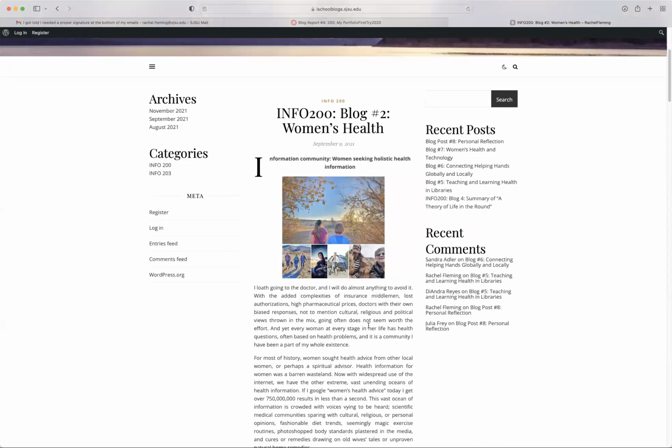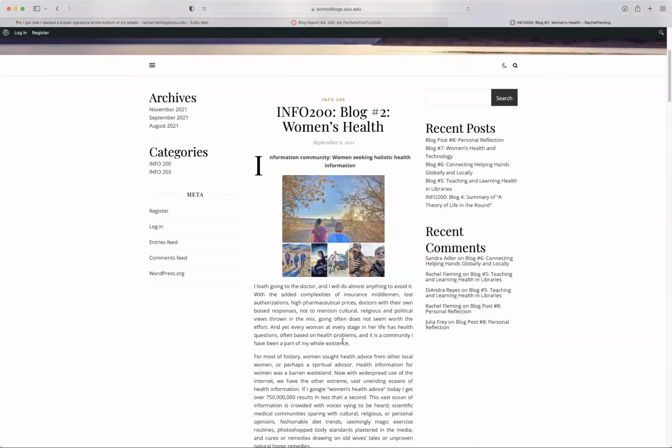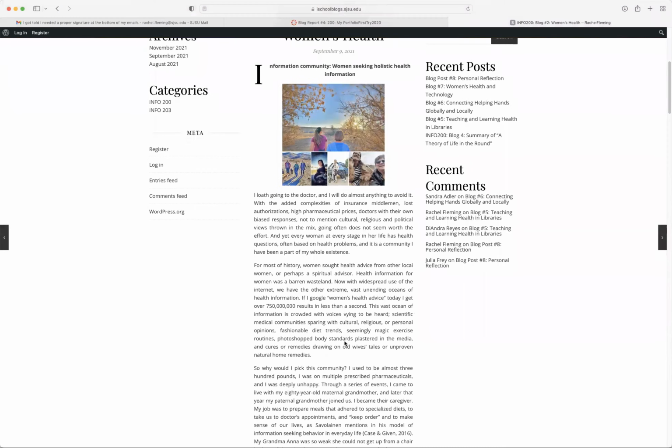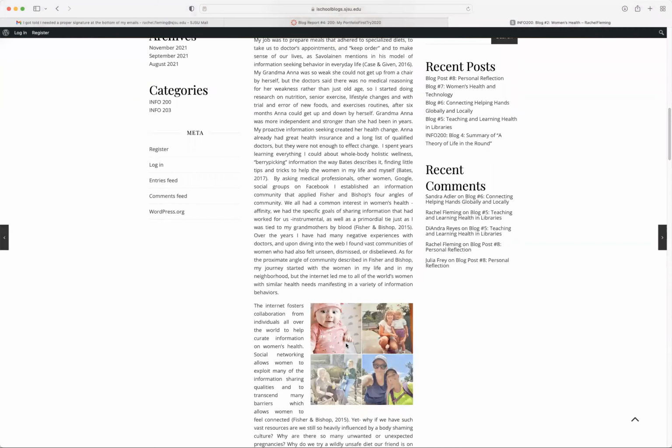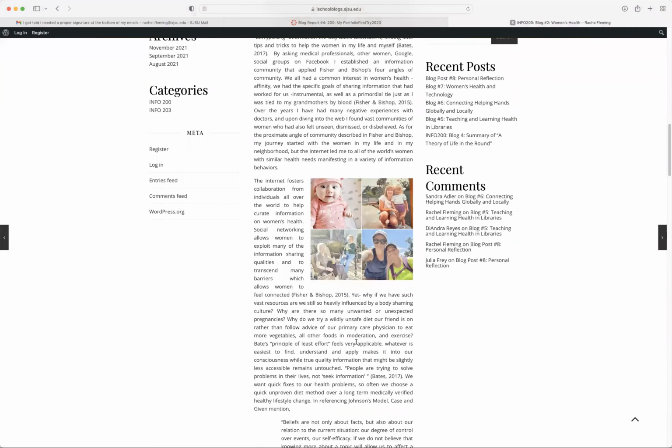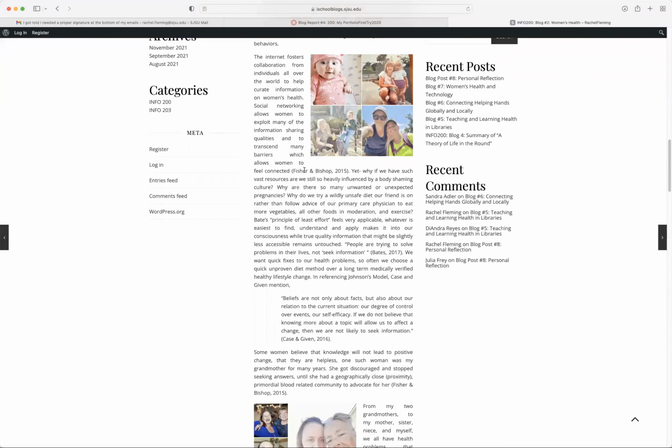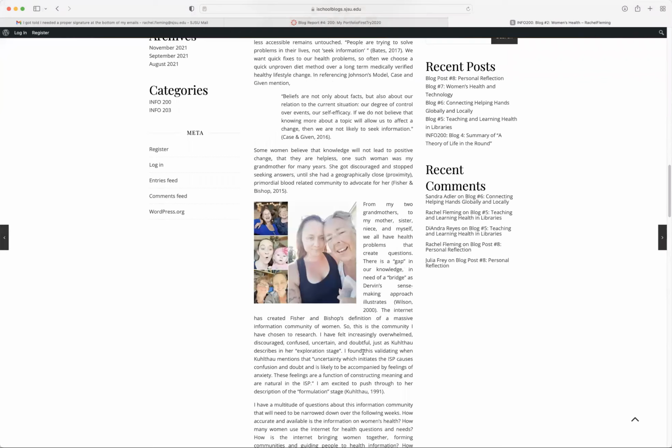So I'm a big fan of images to try to draw people into blogs. So I put a nice image in. And then I put a little personal anecdote of myself. And then all sorts of images of my family and the women in my family and why this is important, along with in-text citations and all of the important things that we're doing and why we're doing it.